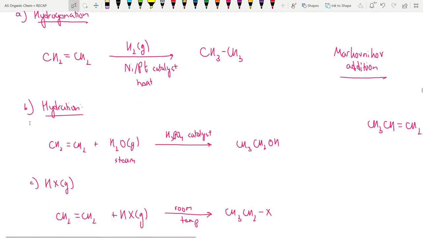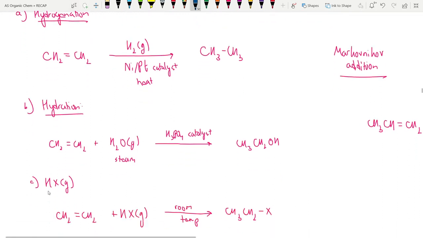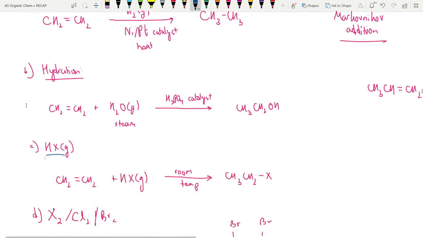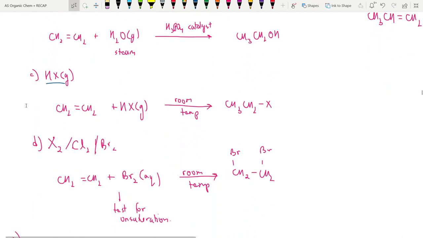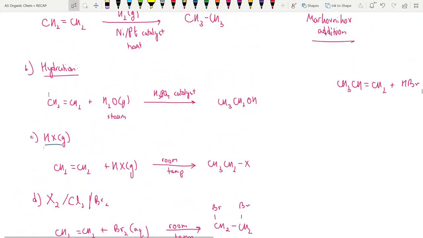get alcohols. They also react with hydrogen halides, HX, in gaseous form at room temperature, under these conditions to form halogenoalkanes. No heat is required. They also react with chlorine and bromine and halogens in general. No heat is required as well. This occurs at room temperature to get a dibromo or a dichloro compound. This is also the test for unsaturation, because we know that when bromine is added to alkenes, it gets decolorized. So these are the electrophilic addition reactions.